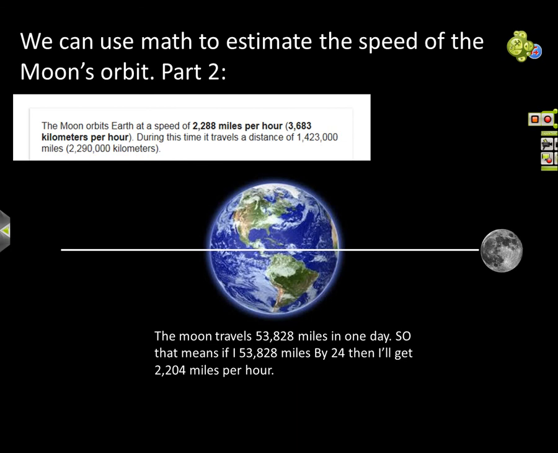Okay, the moon orbits Earth at a speed of 2,288 miles per hour. This is from Google, not NASA. And it travels how far? 1,423,000 miles.